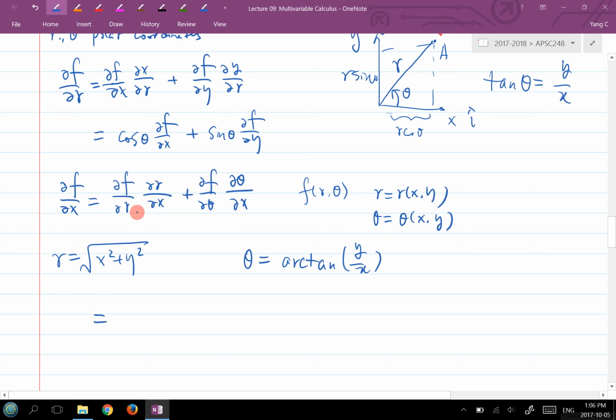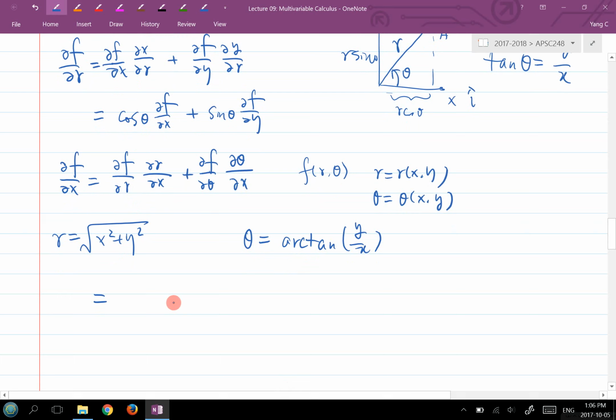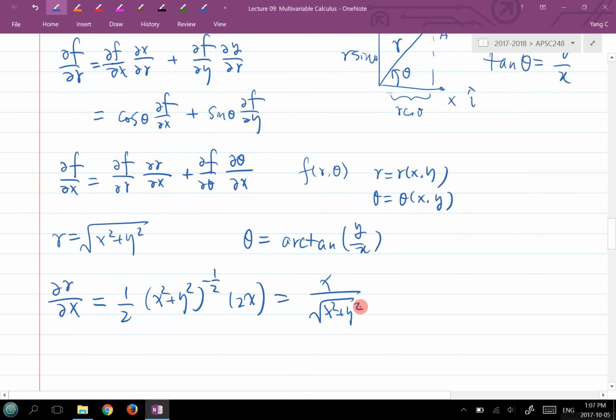We'll keep the partial f over partial r, but calculate partial r over partial x. So maybe I'll just write it separately. So what is partial r over partial x? This is the typical partial derivative. When you're taking partial of r over x, you treat the y as if it's a constant. So one half, that's your partial r over partial x. Simplify this a little bit, we get x over the square root of x squared plus y squared.